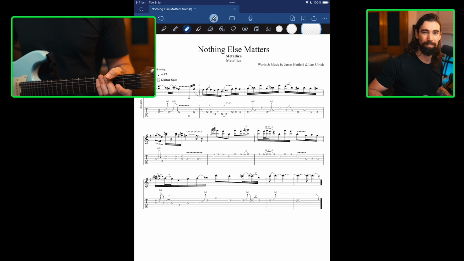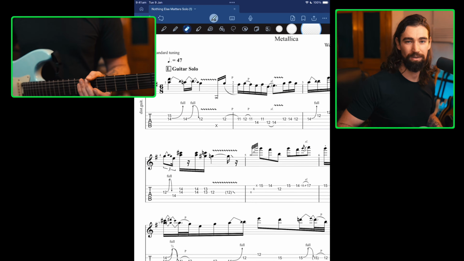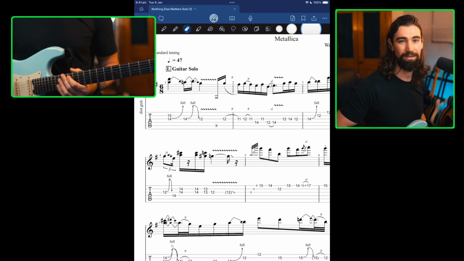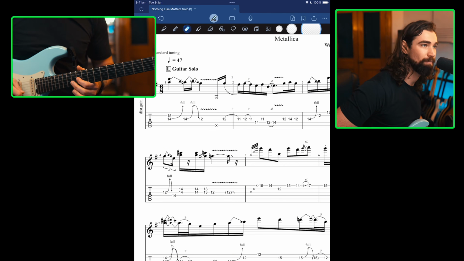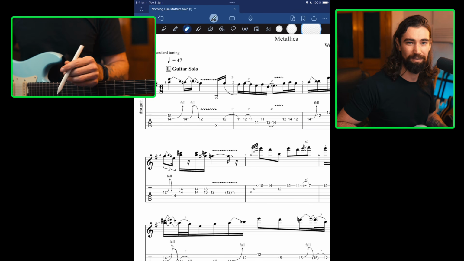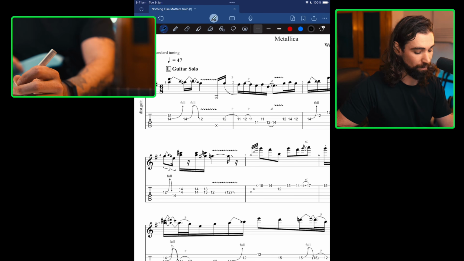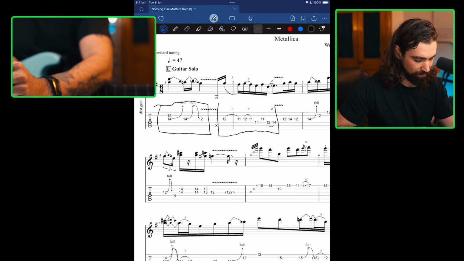So I've got the tab up here, and the very first step is I want to break everything down into phrases. So little bite-sized chunks that we can work with. So we're going to do that now. Looking at the very first few bars, we have this. So right off the bat, I would probably divide that into two phrases. So we've got this one over here, and then I would say we have from here to here.